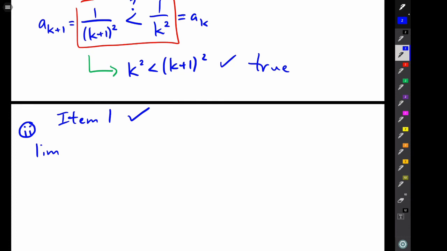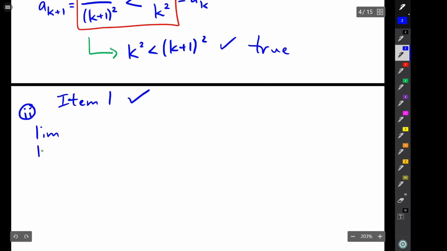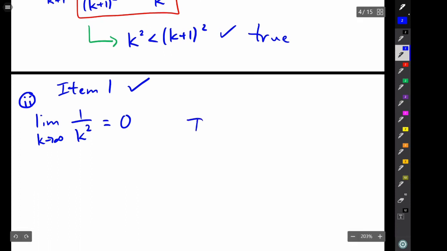So let's check, is the limit 0? The limit as k goes to infinity of 1 over k squared. Well, let's go ahead and just write this out. This is going to be 0 because we have a constant on top and a term that's going to infinity on the bottom. So that's going to be 0. And that's item 2 in the alternating series test passed.